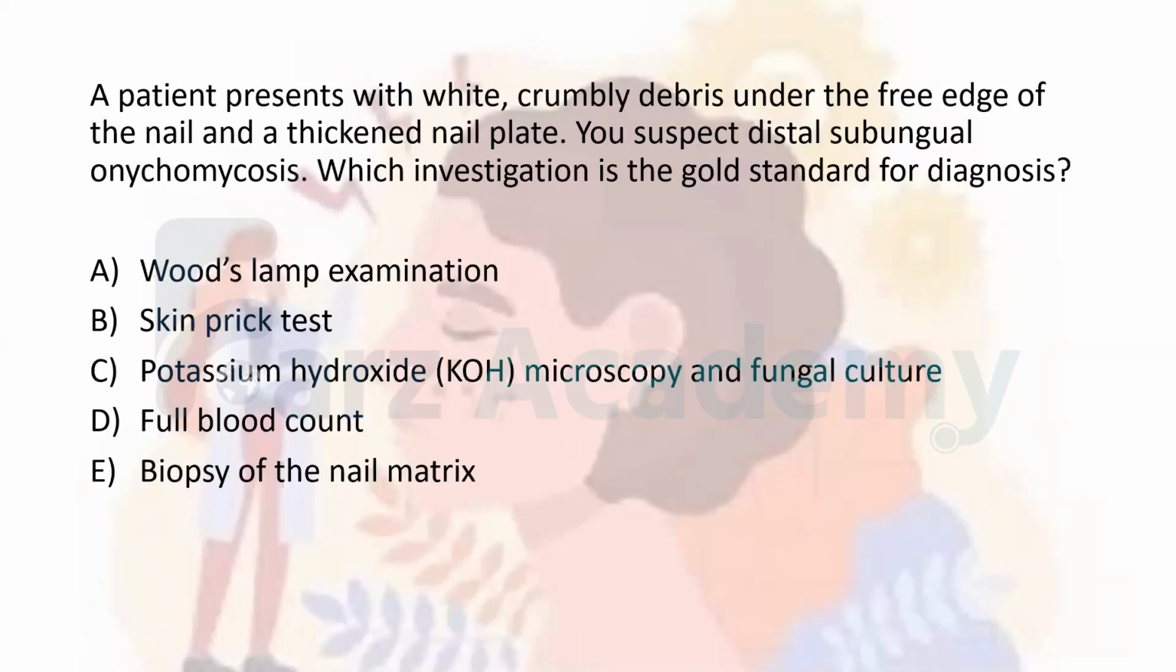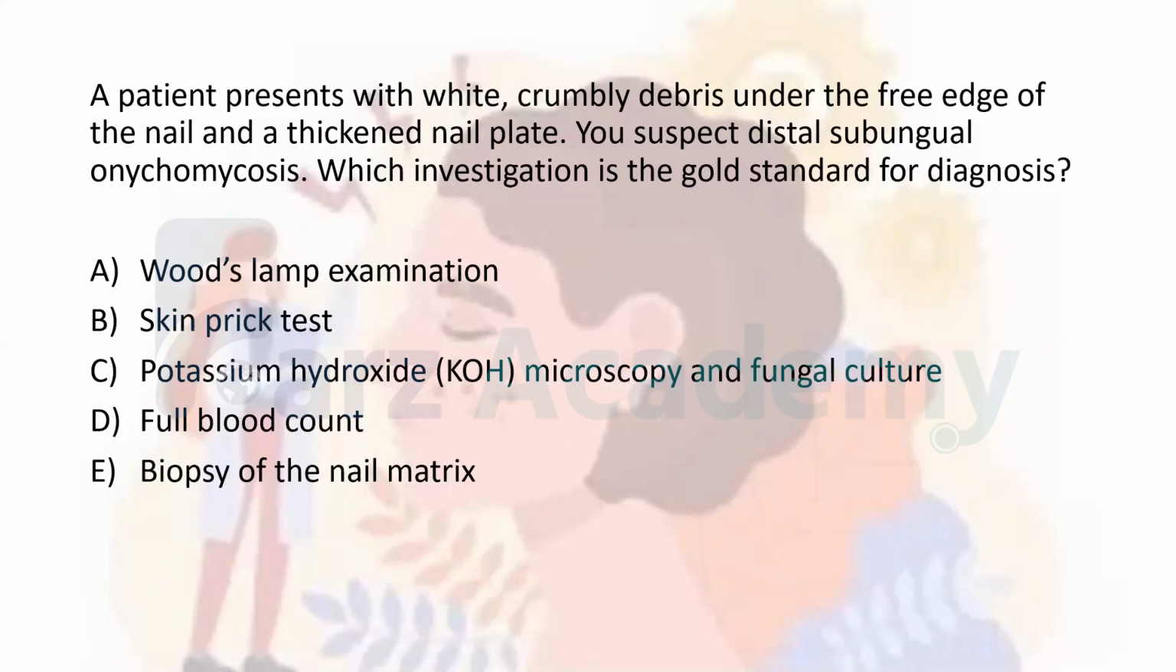Next, a patient presents with white crumbly debris under the free edge of the nail and a thickened nail plate. You suspect distal subungual onychomycosis. What is the gold standard investigation for this patient? A, Wood's lamp examination. B, skin prick test. C, KOH mount and fungal culture. D, full blood count. And E, biopsy of the nail matrix.